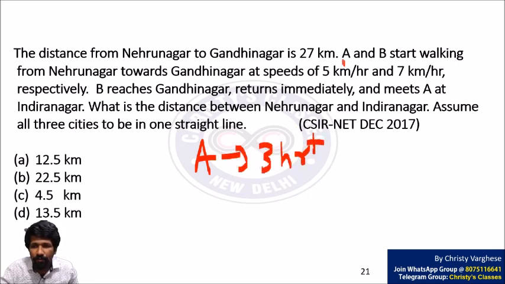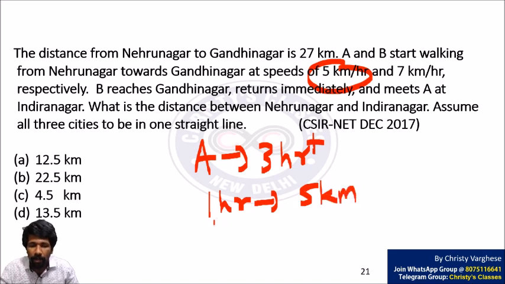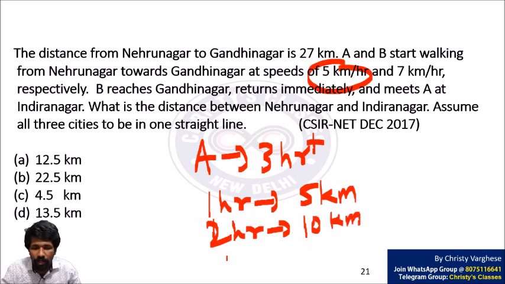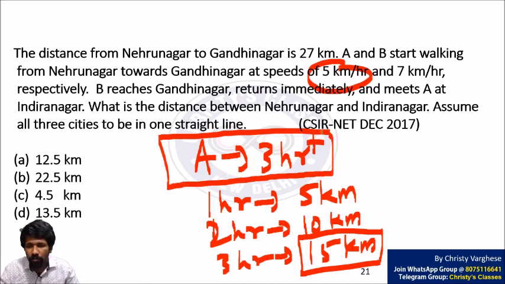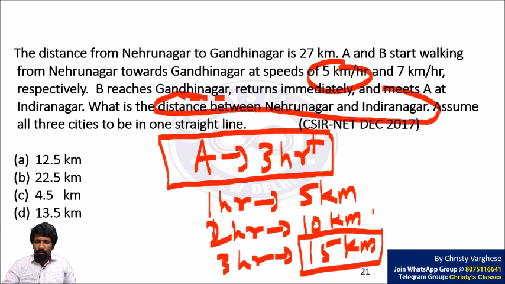A travelled above 3 hours with a speed of 5 km per hour. That means in 1 hour A can travel 5 km. That is the meaning of 5 km per hour. In 2 hours A can travel 10 km, and A has travelled more than 2 hours. In 3 hours A can travel 15 km. That means A has travelled more than 15 km, because both of them have travelled more than 3 hours. The distance travelled by A is our question, because Nehru Nagar to Indira Nagar is the distance travelled by A. That is the required unknown. So the required unknown will be above 15 km for sure.